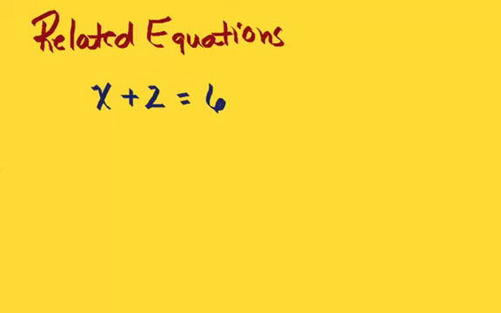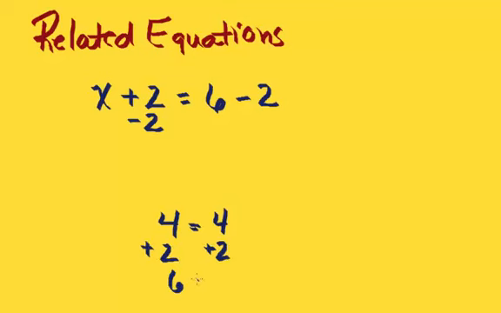Okay, here's our equation again. Here we have x plus 2 is equal to 6. Let's subtract 2 from both sides of our equation. If you do the same thing to both sides of two things that are equal, they remain the same. So if you have 4 is equal to 4 and you add 2 to both sides, you're still keeping a true statement. So therefore, we can subtract 2 from both sides of our equation with a variable in it.